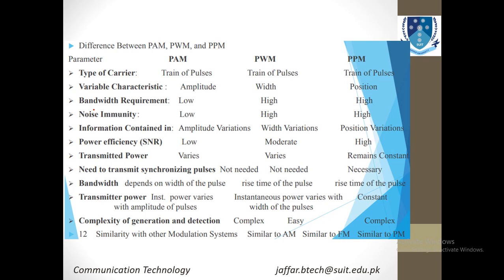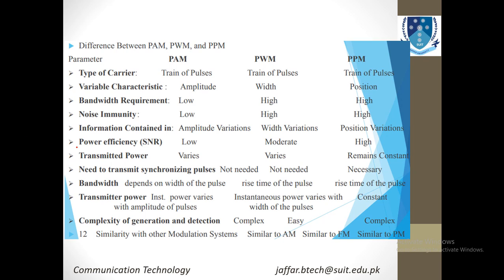If it comes to the bandwidth requirement, PAM requires low bandwidth, PWM requires higher bandwidth and PPM requires higher bandwidth, because the time is basically limited, so the bandwidth is increased. If you talk about noise immunity, PAM has low immunity against noise, PWM has a high immunity against noise, and PPM has a high immunity against noise. As for the information contained, in PAM it is in the amplitude variations, in PWM the information is contained in the width variations, and in PPM the information is contained in the position variations.